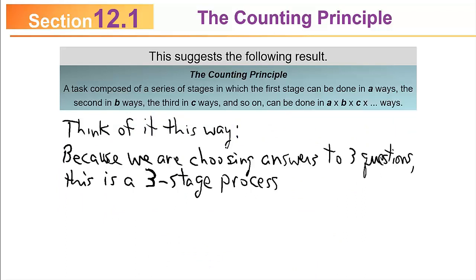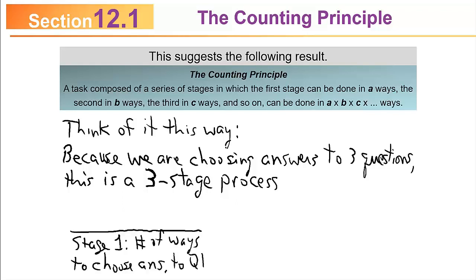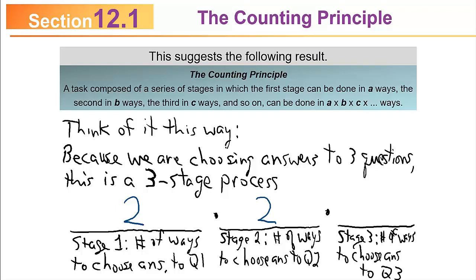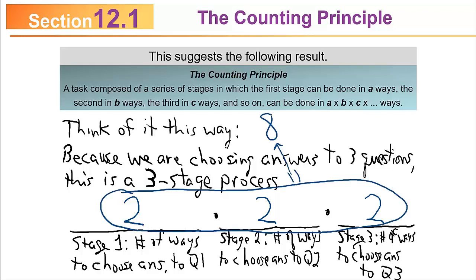Think of it this way. Because you're choosing answers to 3 questions, it's a 3-stage process. So you can say, okay, stage 1, you've got to figure out how many ways you can choose your answer for question 1, and it turns out to be 2, either true or false. Then you move on to stage 2. Stage 2 is the number of ways you can answer question 2. Well, again, it's only true or false, so that's another 2 ways. And stage 3, you need to count the number of ways to choose an answer to question 3. And since it's also true-false, there are 2 ways. And by the counting principle, you take the product of those 3 counts, 1 for each stage. So you get 2 times 2 times 2, which is 8.